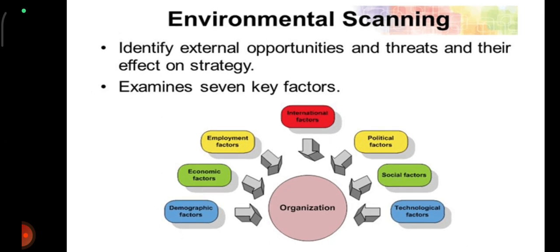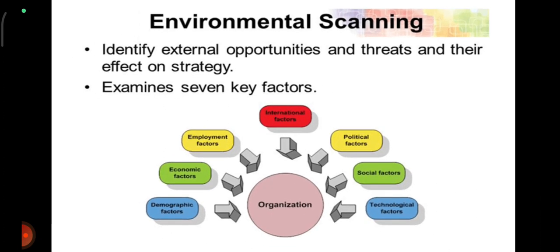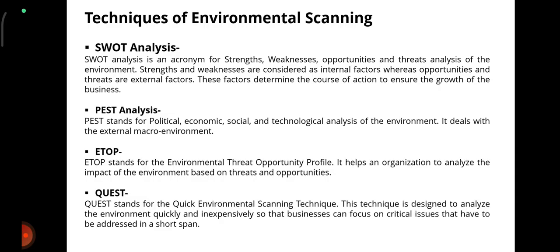After that come the techniques of environmental scanning. First is SWOT analysis, in which we know the strengths, weaknesses, opportunities, and threats of the company. Strengths and weaknesses are considered internal factors, whereas opportunities and threats are considered under external forces. In PEST analysis, we find the political, economic, social, and technological analysis.